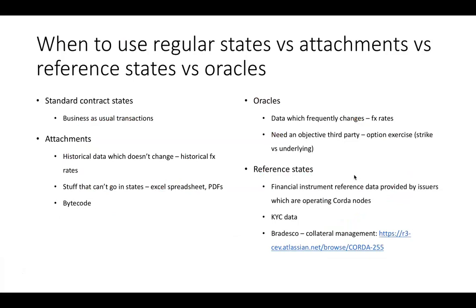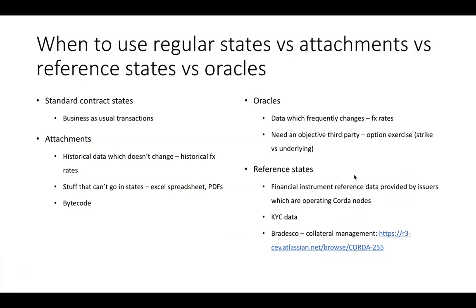I'd say use attachments if you have historical data that doesn't change very often, like historical FX rates, i.e. not current ones. Stuff that can't go in states or doesn't go in states particularly well, like Excel spreadsheets or PDFs, or bytecode for contract attachments, or things like images, stuff you can't really include inside your state schemas. You would typically use oracles for frequently changing data, like current FX rates. So if you need an FX rate on a per second basis or whatever, then you probably want to use an oracle and not an attachment, obviously.